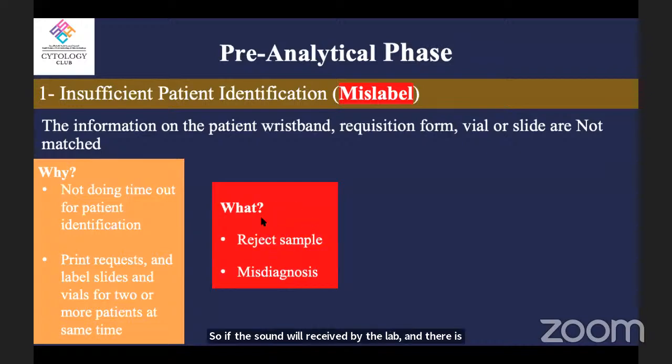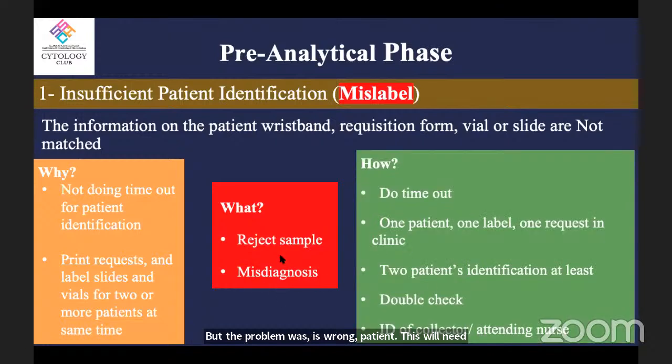However, if the information in the requisition form and the vial are matched, but the problem is the wrong patient, this will lead to misdiagnosis. So how could we avoid this issue? Do a timeout, 1 patient, 1 label, and 1 request in a clinic. Use 2 patient identifications at least. Do a double check, and the ID of the collector and the attending nurse should be written in the requisition form and the vial.